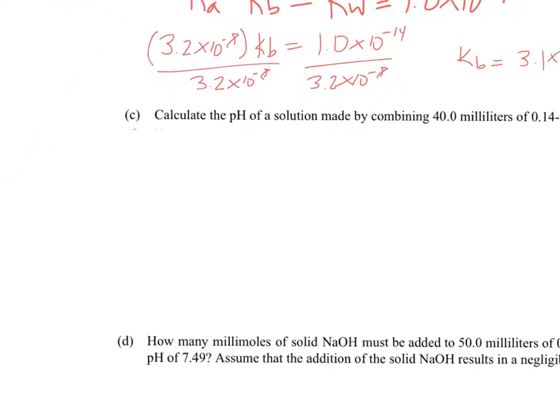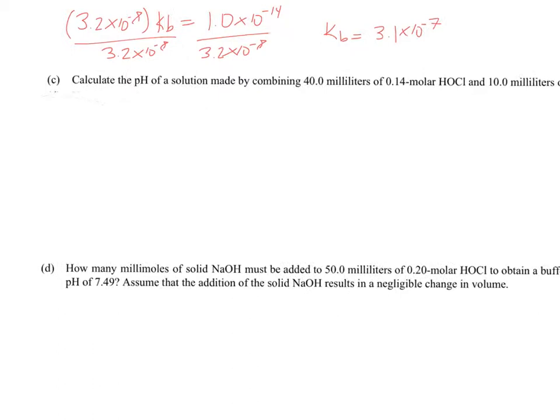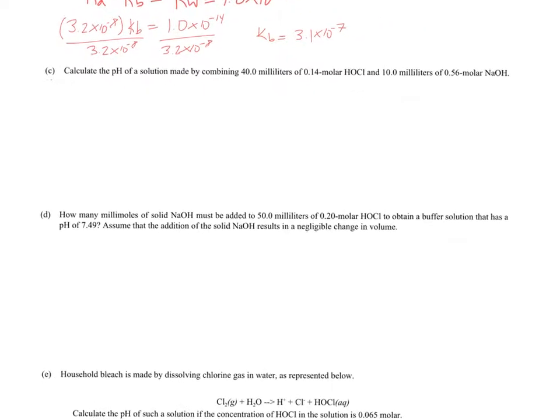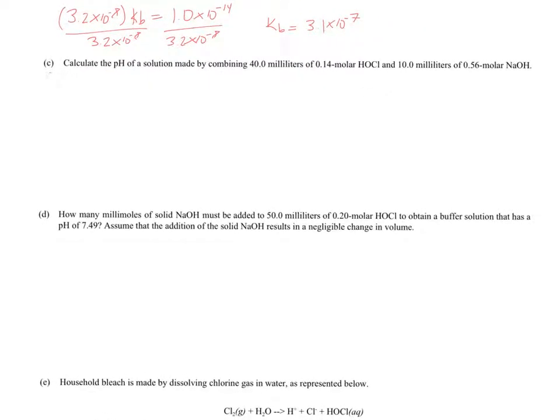So we're going to use that information to do part C. Let me zoom out so you can see the whole thing. Calculate the pH of a solution made by combining 40 milliliters of 0.14 molar HOCl and 10 milliliters of 0.56 molar NaOH. Now, if this was a combination of a weak acid and its conjugate base, then this would be a buffered situation. But this is a titration situation since the acid, HOCl, is being titrated with a strong base.